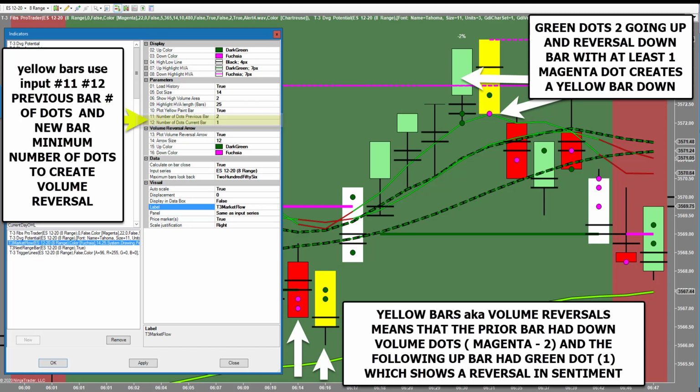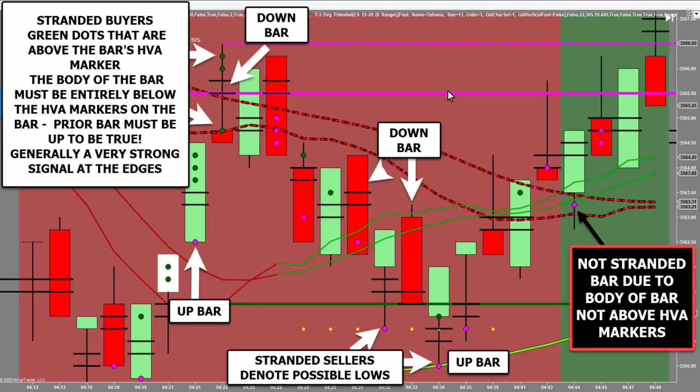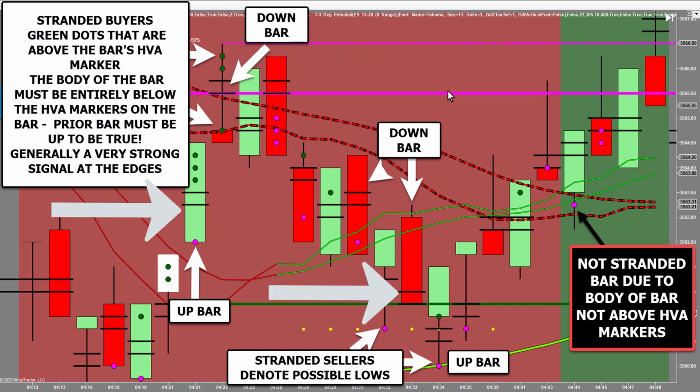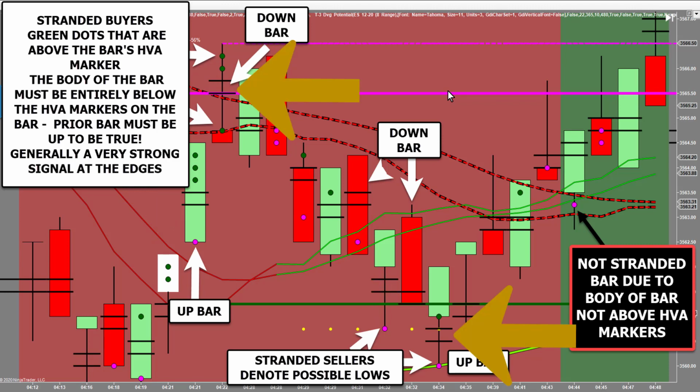The next pattern is called stranded buyers or stranded sellers. There are several keys to this pattern. The first is the magenta or green dots must be located on the opposite side of the high volume area as the bar makes a reversal. The second is that the bar prior must be up or down, causing the stranded dots to be a reversal. Third, when this pattern is true and the bar itself is also an antenna pattern, the market is likely to reverse when price is at a termination area.